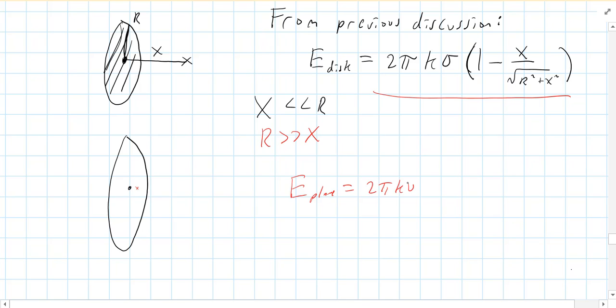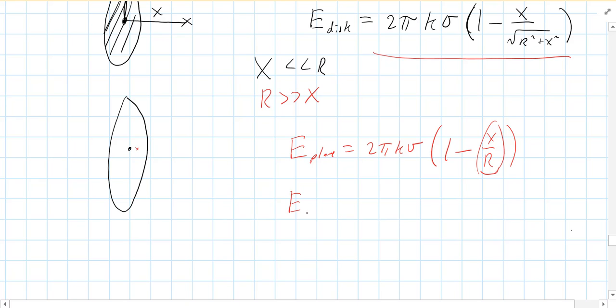So we got 2 pi k sigma, 1 minus, okay. Well, if I make R much, much bigger than x, and remember I'm adding here, so if I'm doing R plus x, the R term will dwarf the x term. So I'm going to rewrite this as x over root R squared, which is simply R. Okay, but if R is way, way bigger than x, then x over R is going to be way, way small, like almost 0. And so you end up with the following expression. You get 2 pi k sigma, and technically times 1 minus roughly 0, which is just 1. So you get E equals 2 pi k sigma.